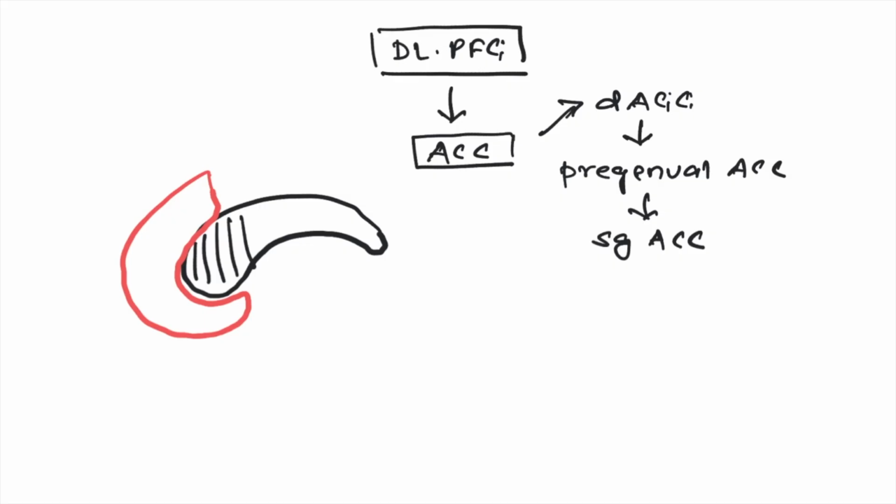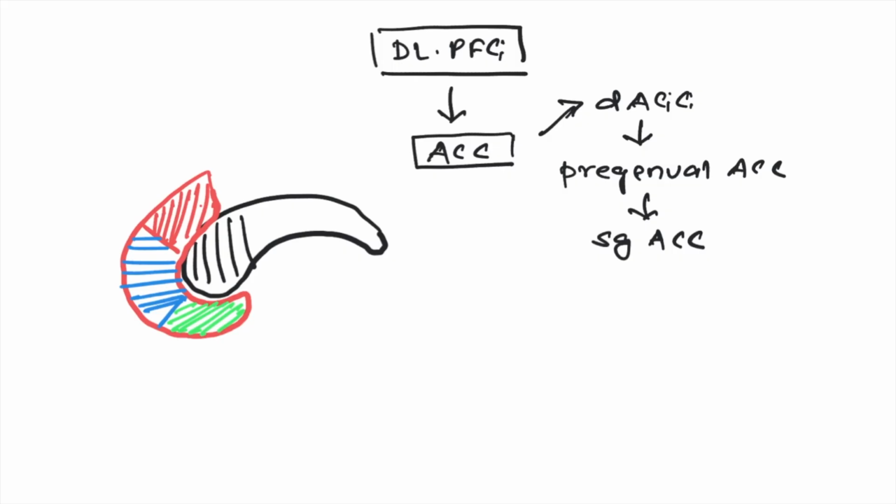So the part of the anterior cingulate cortex that is right above the corpus callosum is the dorsal anterior cingulate cortex. It's right here. And the part of the anterior cingulate cortex that is right in front of the genu of the corpus callosum is the pregenial anterior cingulate cortex, which is in blue. And the part that is underneath the genu of the corpus callosum, which is in green, is called the subgenial anterior cingulate cortex. It's very easy to understand. Just look at the positions.